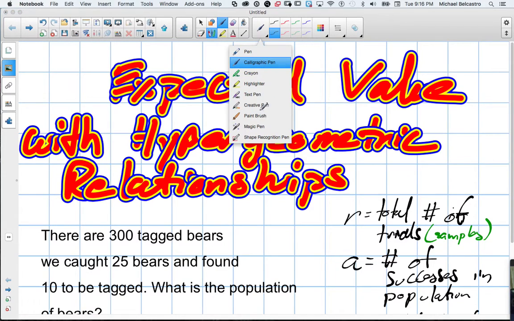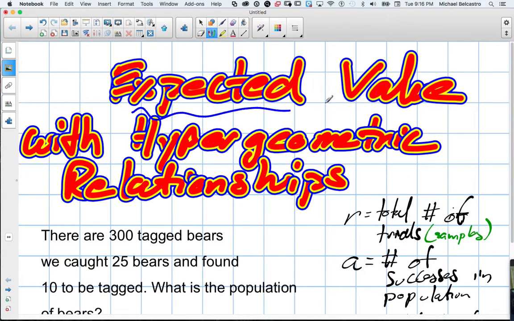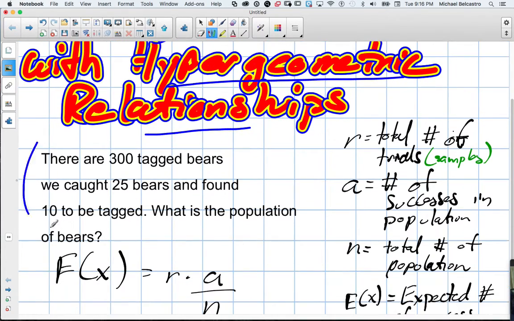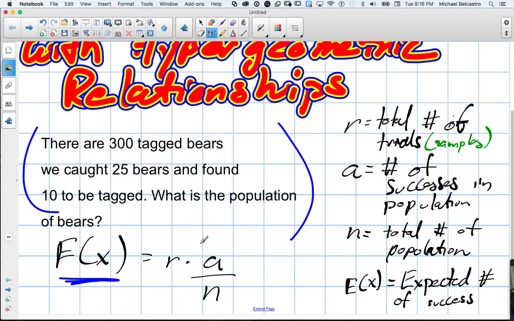So we're going to look at expected value with hypergeometric relationships. They've given us our question here. The first thing we want to look at is how to calculate expected value in a hypergeometric relationship. And they've given us three variables, an R, an A, and an N.